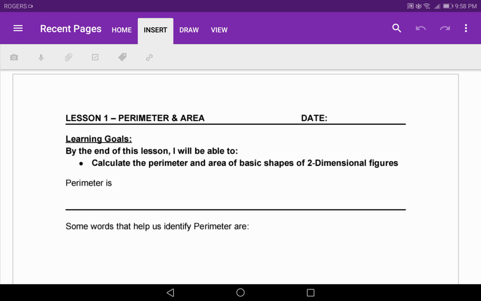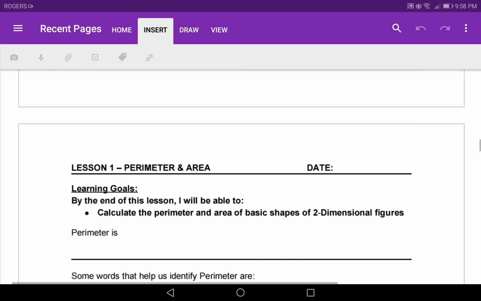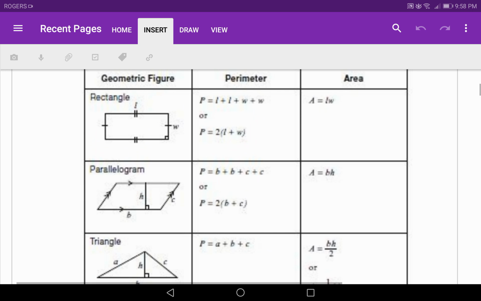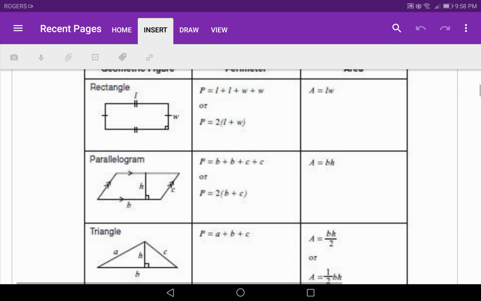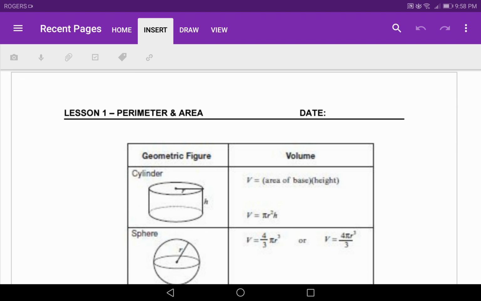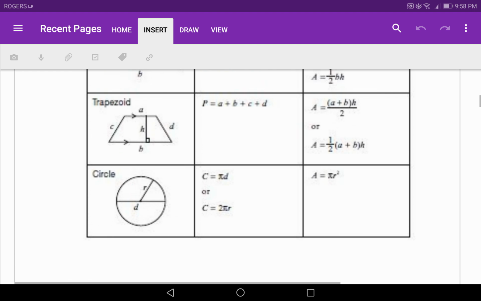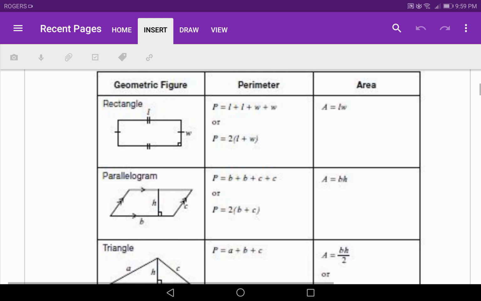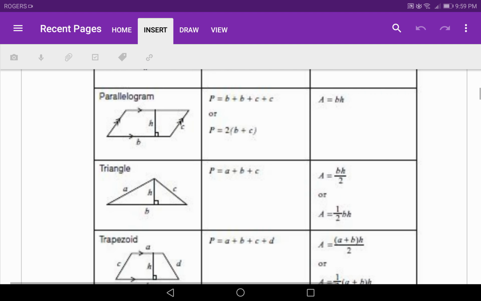So our unit is 2D and 3D geometry. As such, we're going to be using a lot of the 2D and 3D geometry formulas. And if you look at the start of your packages that you downloaded from my website, you will see that there are two formula pages right at the start of that package. For this first lesson, called Perimeter and Area, we're going to be dealing with this first page. So the formula is found on this first page.